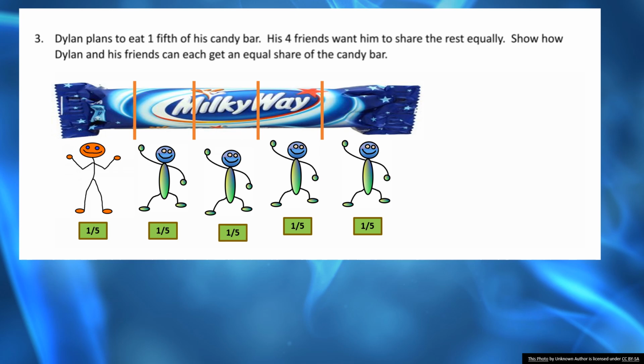So here's a model of Dylan and his 4 friends and his candy bar. And each person gets 1/5. It's 5 people. If you divide it equally, then you have 5 pieces and each person gets a 5th. So go ahead and do your best to draw a model similar to this on your paper. You may want to pause your video so that you can do that now.